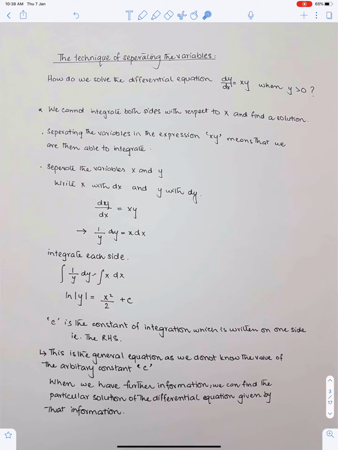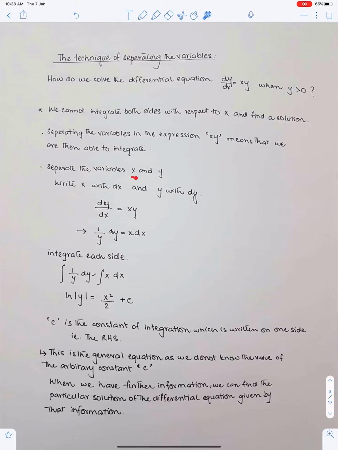The technique of separating the variables. How do we solve the differential equation dy upon dx is equal to xy when y is positive? We cannot integrate both sides with respect to x and find a solution. Separating the variables in the expression xy means that we are then able to integrate.